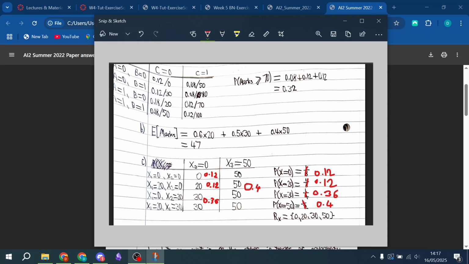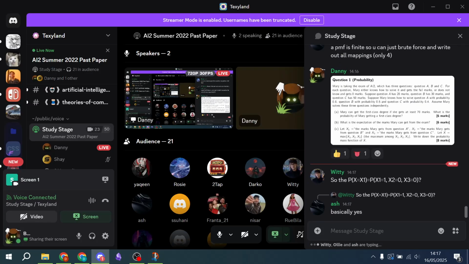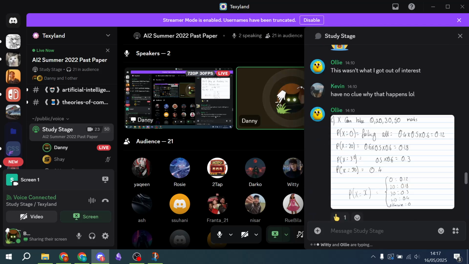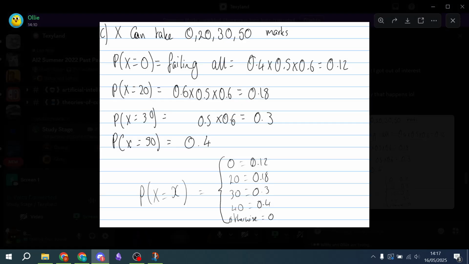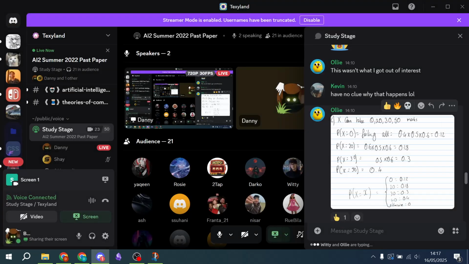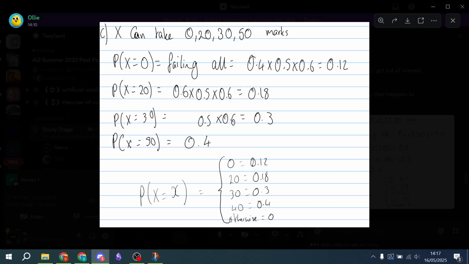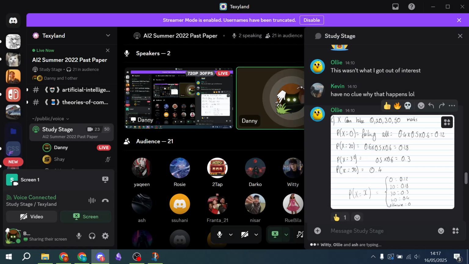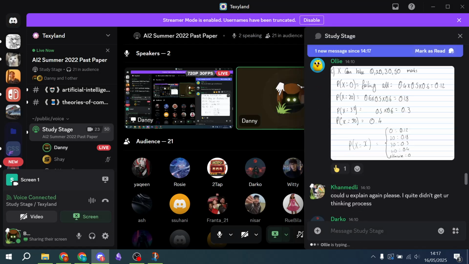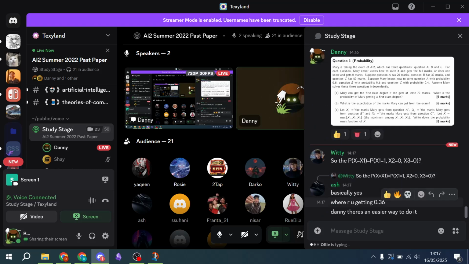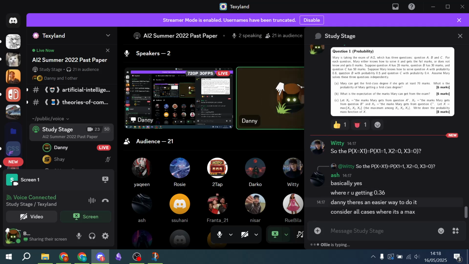Yeah. Okay. Let me just compare that to Ollie's answer, which is, hold on, the probability of, it's still not quite the same. Am I going wrong? Because I didn't get 0.18 for B, for 20, I mean. Oh, there's an easier way. Okay, there probably is, to be honest.